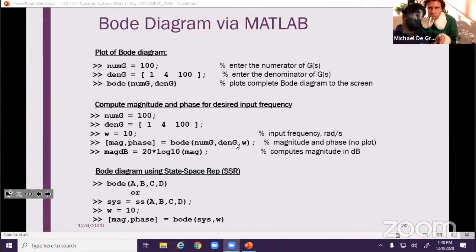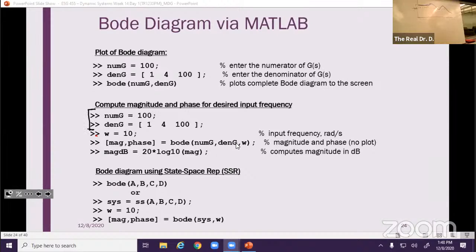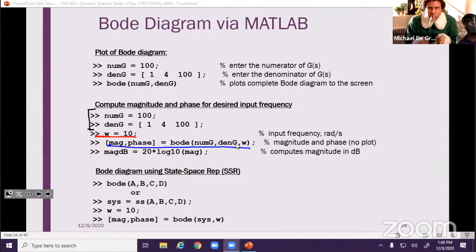Right, and how do we do that? Well, we set up our numerator and denominator like we do. We have to set a frequency that we're interested in, w in this case, or omega. And then we're going to use this version of the Bode command, where we have square brackets, mag, comma, phase, or whatever you want to call it. That's just names of variables. You can call it whatever you like. [mag, phase] = bode(num, den, omega).